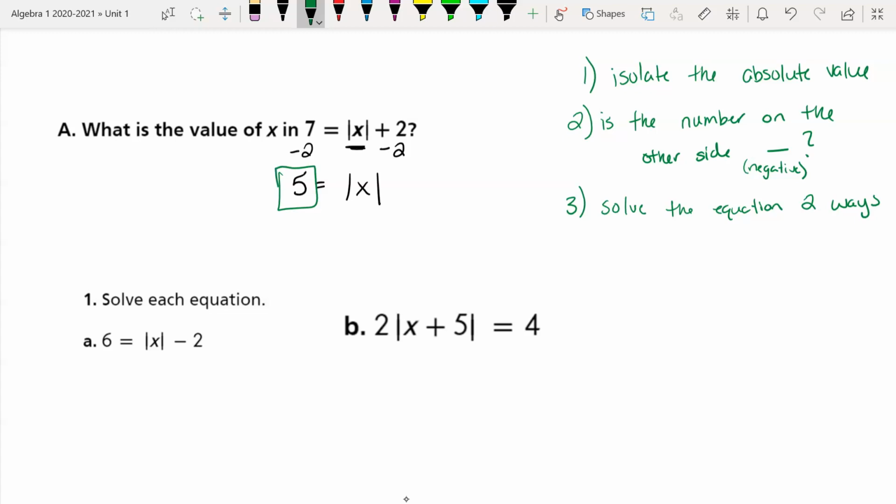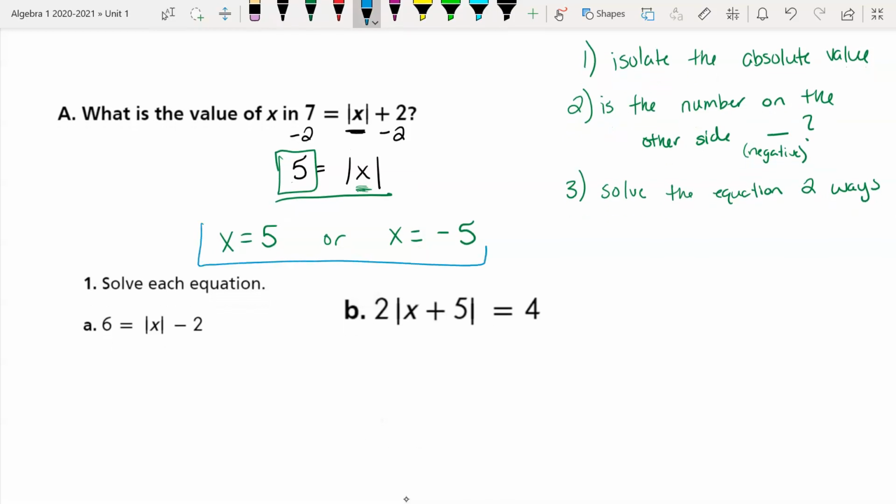Right? So now, when I say solve it in 2 ways, what you do is you set up 2 equations. You set up one like the original one, x equals 5, or you set one up like x equals negative 5. So what I did is I kept my absolute value the same, whatever's inside of there, and I set it equal to 5 like the original problem. And on the next one, it's still what's inside the absolute value. Set it equal to, you change the sign now with the stuff on the other side, so it's negative 5. All right? So that would be my two answers.